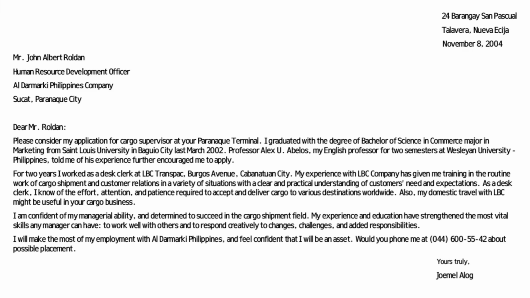So, the letter should be like this. It is the same as the application letter, but the format is different. Only the heading and date, the complimentary close, and the signature over our printed name will be placed at the right side of the short bond paper, and the inside address, salutation, and body of the letter will be placed on the left side of the short bond paper.